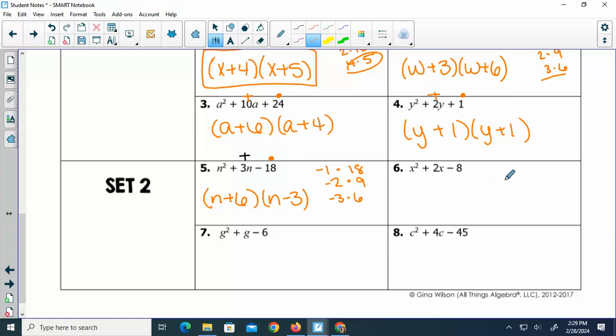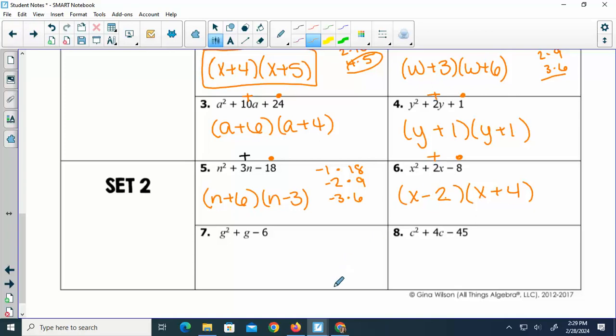Number 6. I need two things that multiply to a negative 8 and add to a positive 2. So I know we have to have a negative and a positive, and the bigger one has to be positive. So what's it going to be? x minus 2, x plus 4. Negative 2 times 4 is negative 8. Negative 2 plus 4 is positive 2.